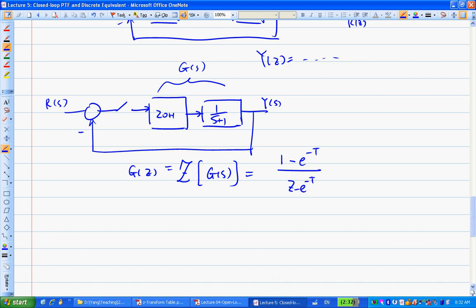Okay, this is derived as this, and that's it. Then all you need is basically y of z over r of z. It's g of z over 1 plus g of z, because there's no h of z. So plugging this in and simplifying it, you end up with this. Okay, yeah. So that's the pulse transfer function for this closed loop system.